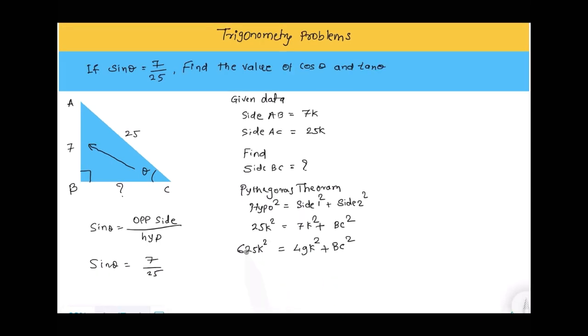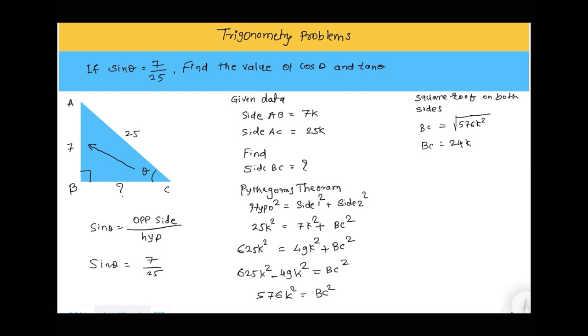25 square is 625, so we get 625k square is equal to 7 square, which is 49, so 49k square plus BC square. Rearranging the terms, we get 625k square minus 49k square is equal to BC square, which is nothing but 576k square is equal to BC square. Applying square root on both sides, we get BC equal to square root of 576k square. So BC is equal to 24k. Now we have the third side BC as 24.